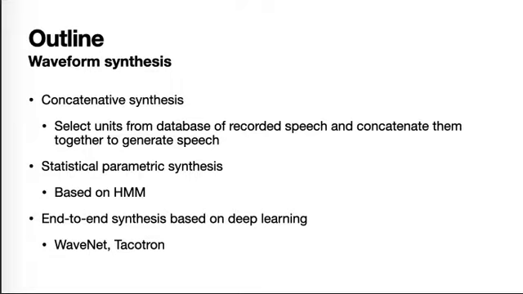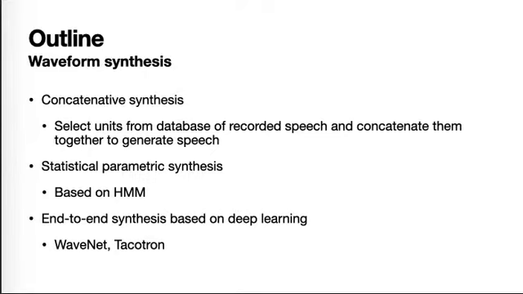The second approach is parametric synthesis based on statistical models, such as the hidden Markov model, or HMM. The third approach is based on deep learning and neural networks, such as WaveNet and Tacotron. Both are developed by Google. We will take a look at several research papers on this most recent and cutting-edge technology.